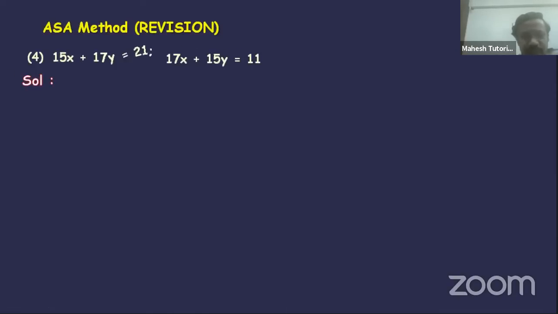All right. Students, now moving towards the next sum. In fact, this sum is a special type of sum. ठीक है? ऐसा क्या special बात है ना इस sum में? Let us try to understand it.